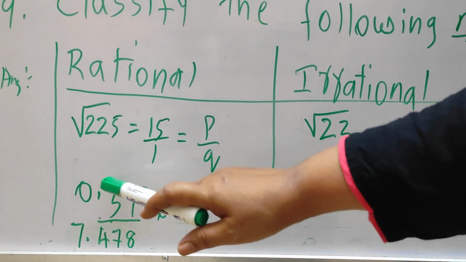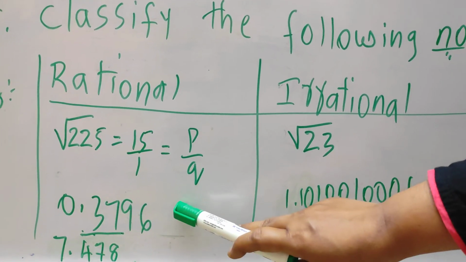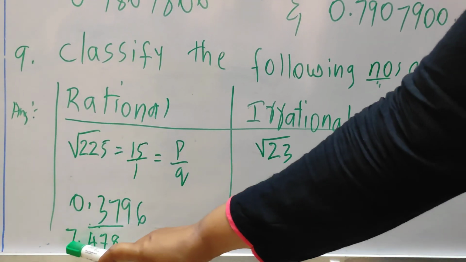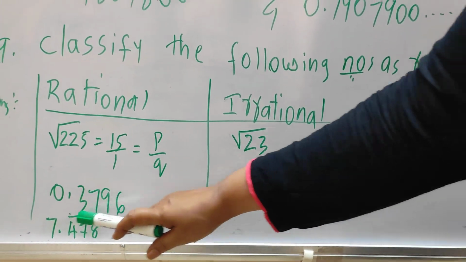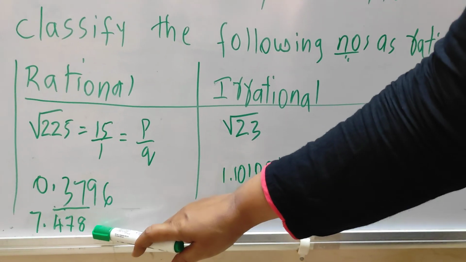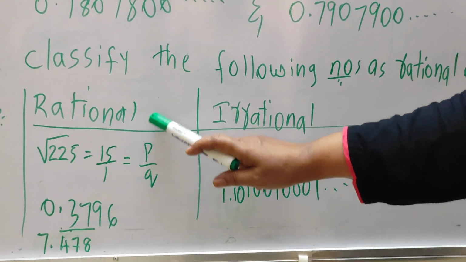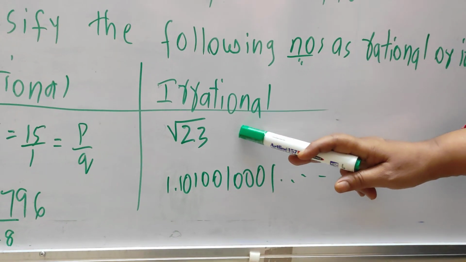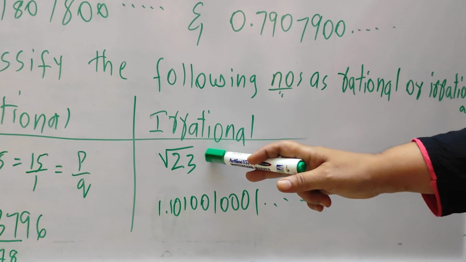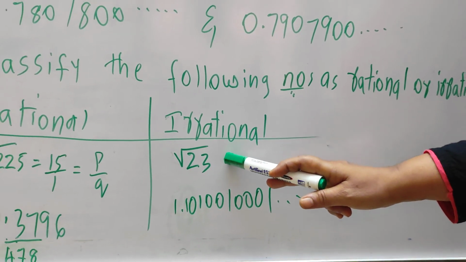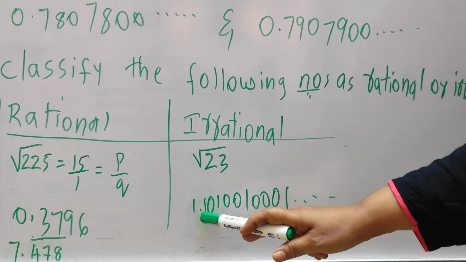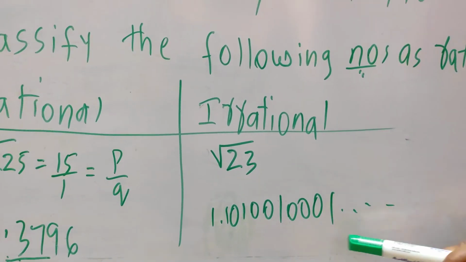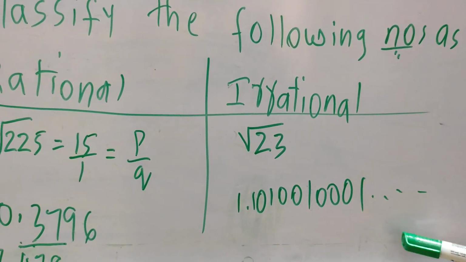Okay. Then 0.3796, it's a terminating decimal. A terminating decimal is always a rational number. Okay. Then 7.478, 478 is recurring here. 478 is recurring, the same number repeats, so that is also a rational number. So these 3 numbers come in the rational number category. And root 23 is a surd. So this is an irrational number which is non-recurring. Okay. Then 1.1010010001. So this is also non-terminating and non-recurring. Therefore this is also an irrational number.